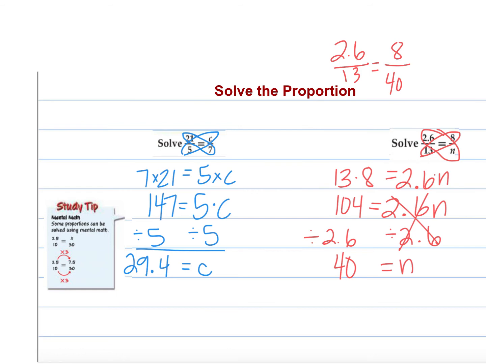Now that we have it plugged in, we could do our cross products. So 2 and 6/10 times 40, which is 104. And then 13 and 8, which we had already found out was 104 on the last one, so that works. So you can check your answer, and if it doesn't come back that the cross products are equal, then it means something went wrong, and we should go back and check our work.